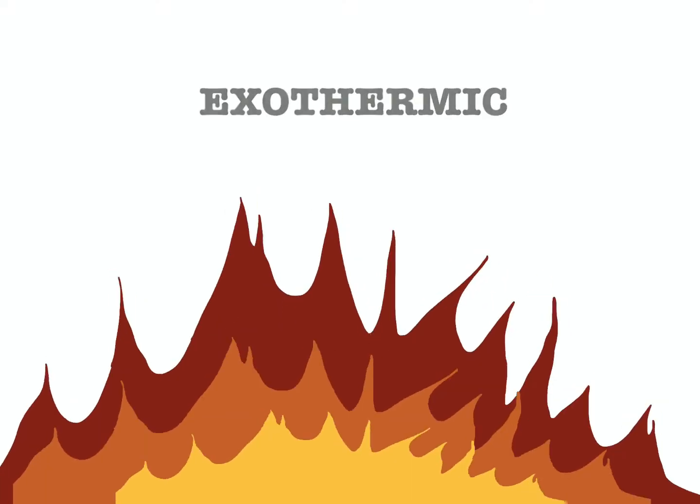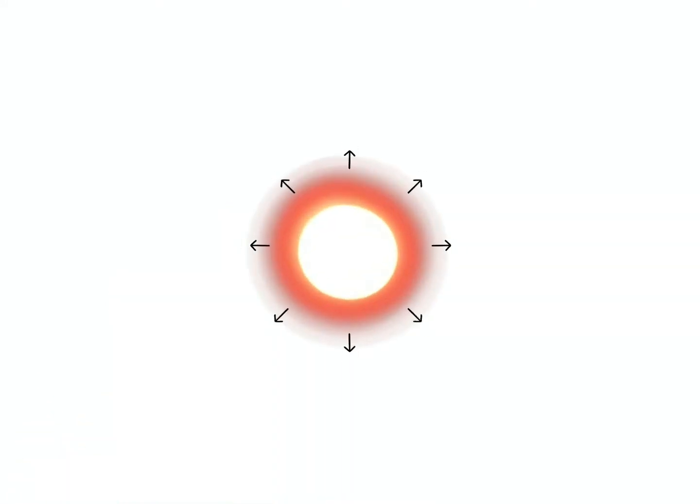So, first of all, what is an exothermic reaction? An exothermic reaction releases energy to its surroundings, meaning it releases heat and has a negative change in enthalpy. Some examples of exothermic reactions involve combustion, oxidation, and changes in the state of matter.